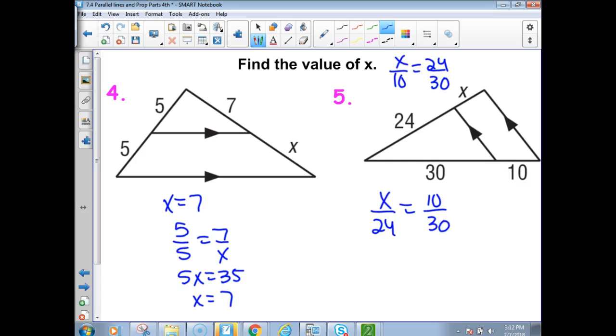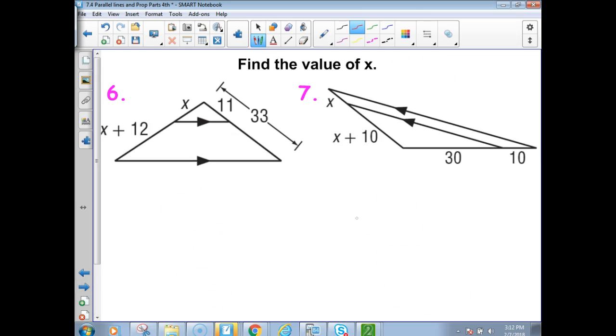All right, 30 times X equals 24 times 10, forgot the X. 24 times 10 would be 240. We would divide by 30. And what's X? Okay, quick, we got 8. Everybody can do this.